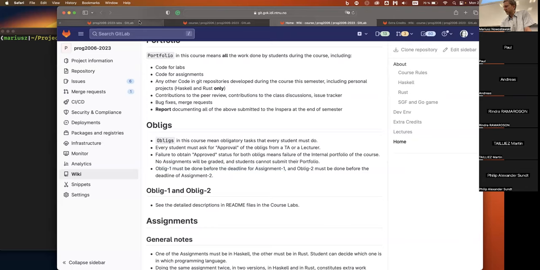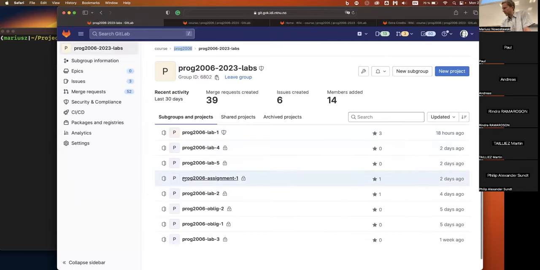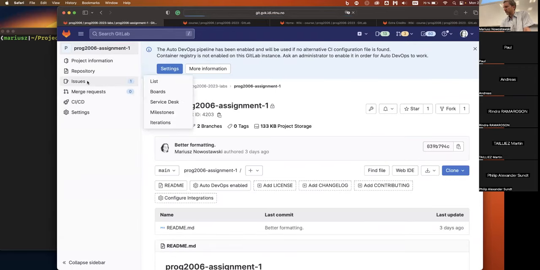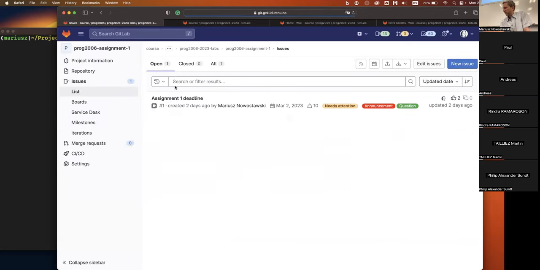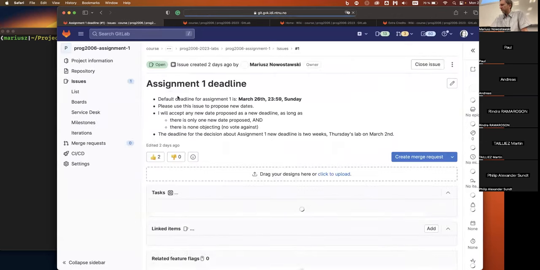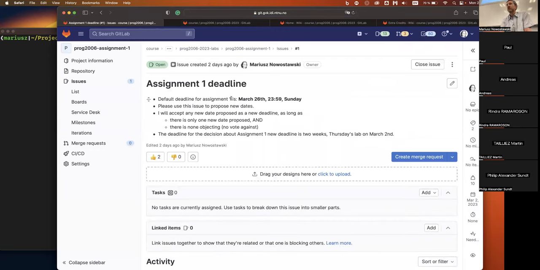So then about the deadlines, I made an issue in the lab, in assignment one. There is an issue asking you to comment on the deadline. I proposed a default deadline which we will fall back to if there is no consensus. If you have a new deadline, I will accept it as long as it's one and as long as nobody says, no, I don't want this deadline, okay? So if we have two, you have to agree on which one. If we have one, then I will accept it automatically, right? So discuss among yourselves, and if you want to change it, we can change it to a different date.